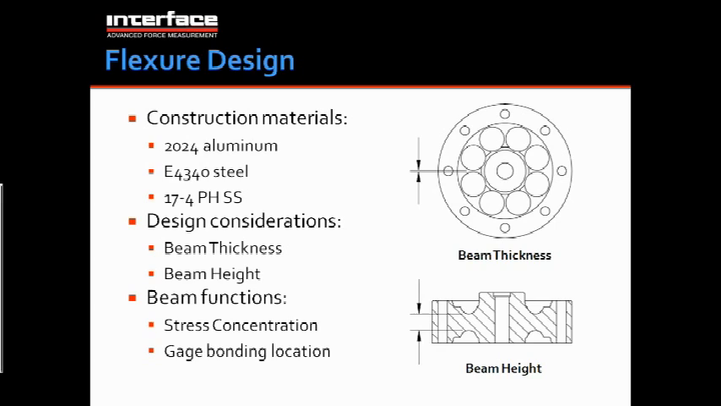Now, a critical feature of the load cell is the dimensions of the beams. So when we come up with a new flexure design, we look at the thickness and the height of the beams in order to target a specific value of shear stress around these beams. By carefully designing these beams, what we intend to do is to concentrate the shear stress along the beams, and therefore, because the beams are the parts of the flexure under the highest amount of strain, the beams become the ideal places in order to bond the gauges to the flexure.